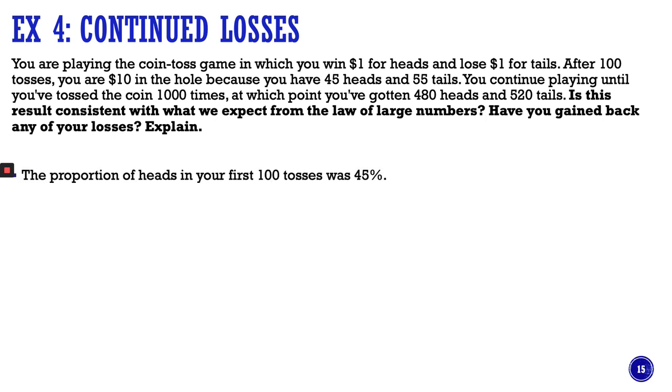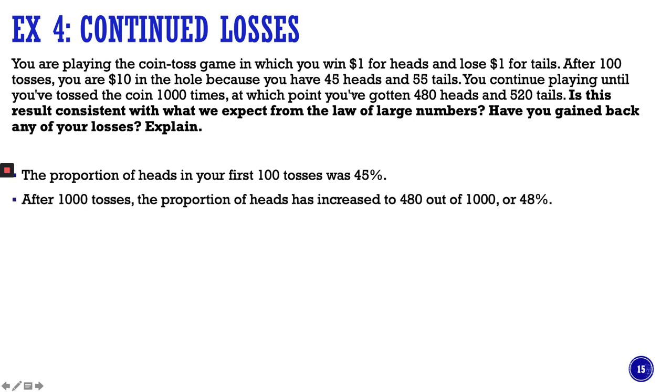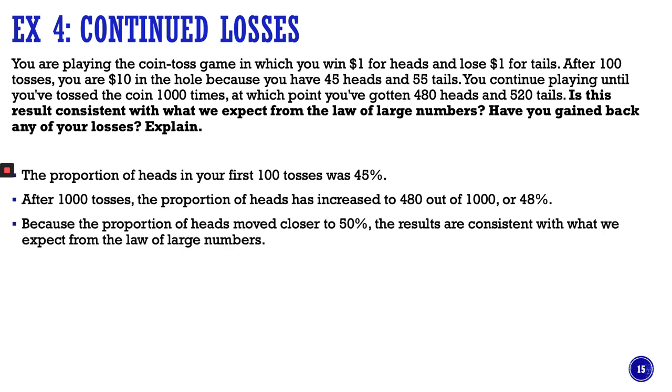Well, the proportion of heads in your first 100 tosses was 45% because it's 45 out of 100. We had 45 heads and 55 tails, so that's 100 tosses. After 1,000 tosses, the proportion of heads has increased to 480 out of 1,000, because 480 plus 520 gets us 1,000 tosses, or 48%. Because the proportion of heads moved closer to 50%, the results are consistent with what we expect from the law of large numbers.